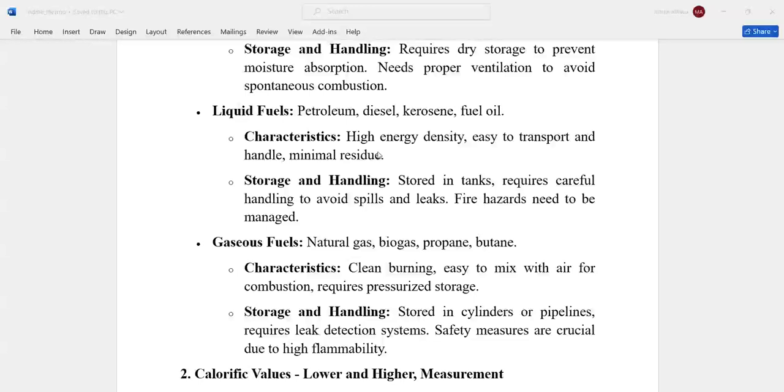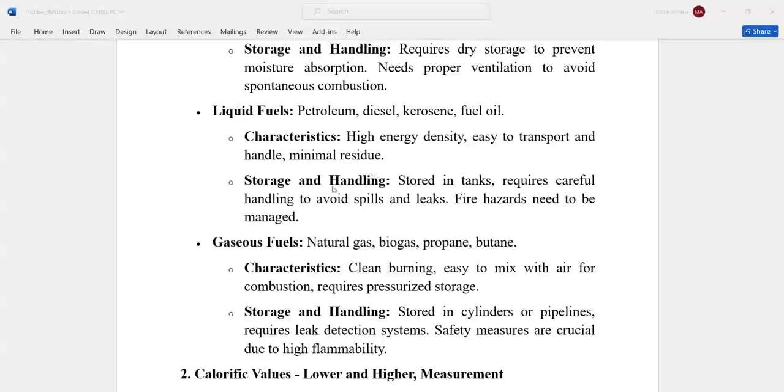The characteristics is that liquid fuels have high energy density. They are easy to transport because you can put them in cylinders, in containers, and transport them over longer distances. They also have minimal residues compared to solid fuels, because solid fuels produce a lot of ash, but with liquid fuels like petrol, you rarely find residues in terms of ash. What can come out could be carbon monoxide or those black particles left around the exhaust pipes of automobiles.